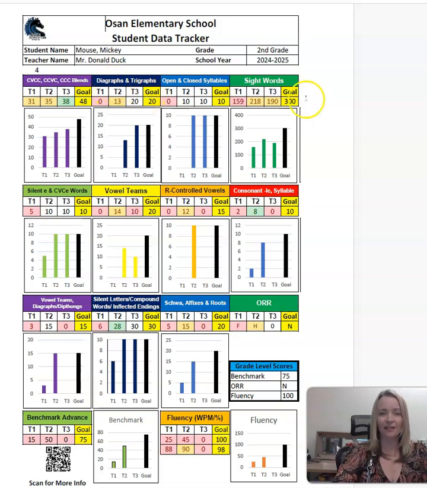We're going to go over each skill, and I'll explain what each one is. So the first one you have right here in the purple says CVCC, and then CCVC, and CCC blends. These are consonant blends. C stands for consonant, V is vowel. Consonant blends are when you have consonants that are together, they still hold their sound, but they're said kind of together a little more quickly.